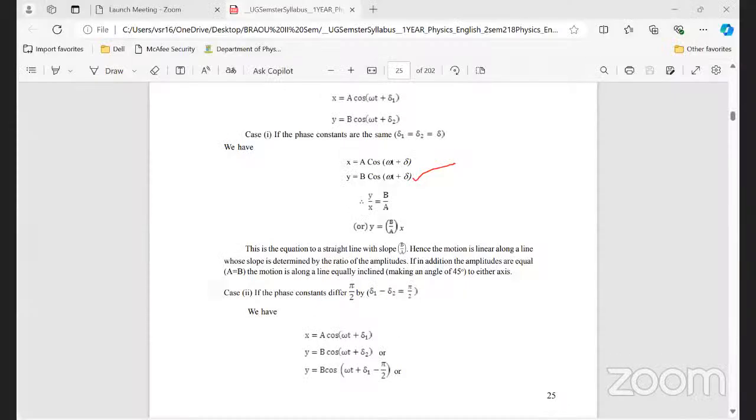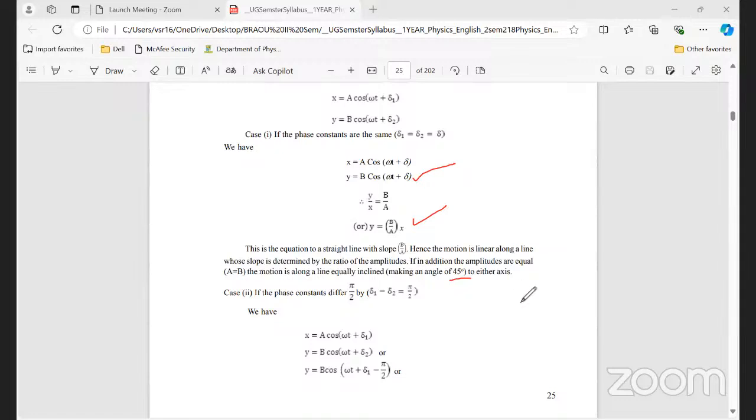Which is nothing but y equals b by a into x, where b by a is the slope here. So you can say that the slope can be determined by the ratio of these two amplitudes. A and B are the amplitudes along the x as well as the y. If the amplitudes are equal, you can say that y equals x. So in this case, the line is going to be inclined at an angle of 45 degrees to these axes.